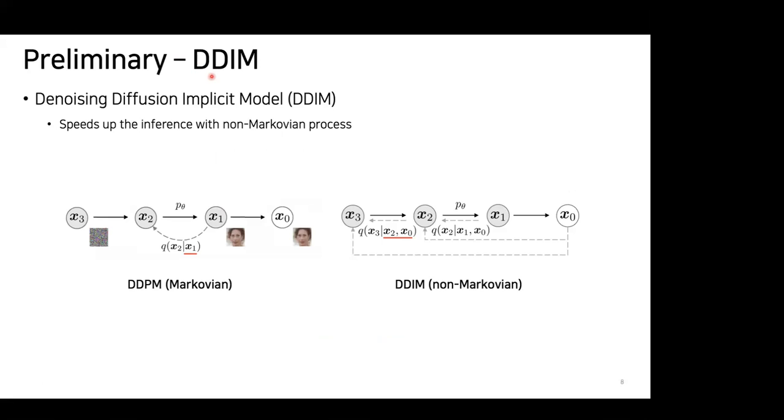And DDIM, which is the denoising diffusion implicit model, was proposed to speed up the inference with a non-Markovian process. Since DDPM was designed with a Markovian process, where each step depends on the previous step, DDIM designed the forward process in a non-Markovian way so that they can speed up inference when sampling an RGB image. So DDIM made the sampling process much faster than DDPM.